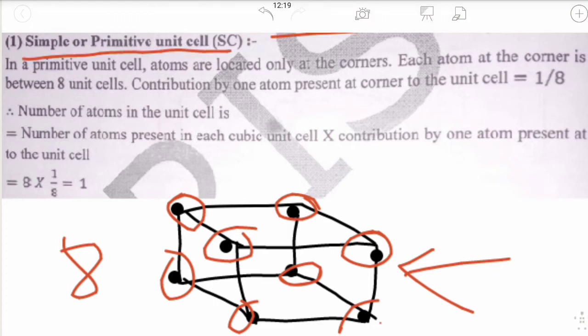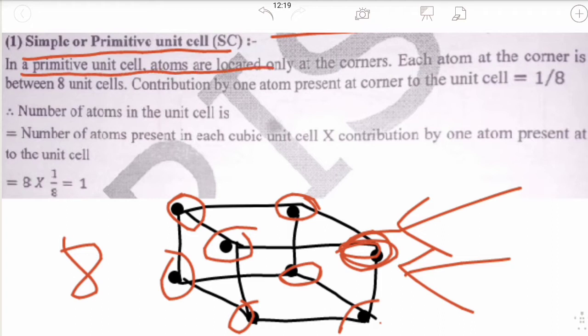They are simple or primitive unit cells. What is a primitive unit cell? A primitive unit cell is the cell in which atoms are located only at its corners. Such a cell is called a primitive unit cell or simple unit cell.